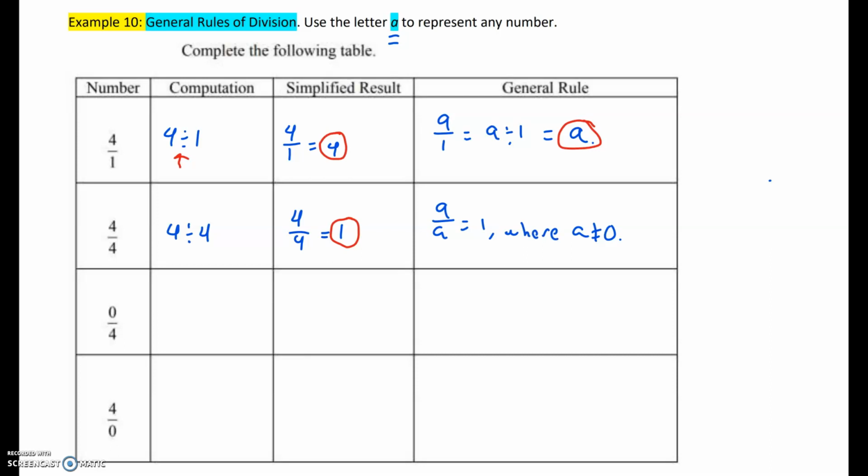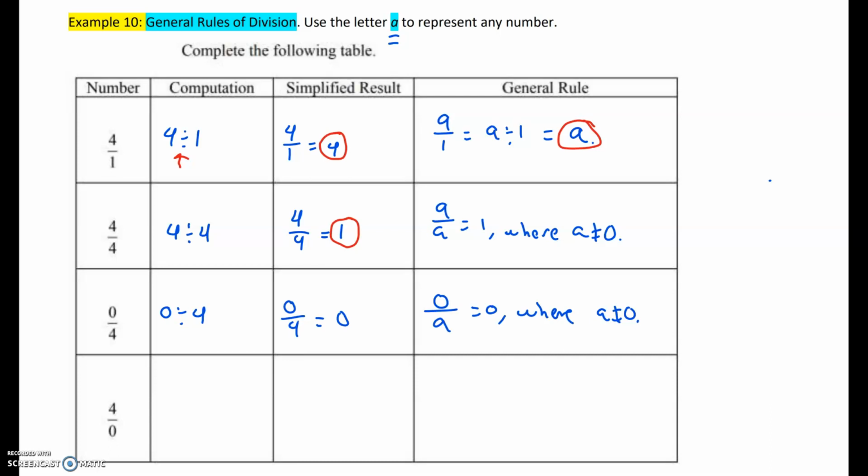Okay, let's take a look at the next one. In this case, the computation is going to be 0 divided by 4. Simplified result: 0 divided by 4 is equal to 0. And the general rule is that 0 divided by any number is equal to 0, where a is not equal to 0. It's a technicality, but if you have 0 divided by 0, it's indeterminate. That's for a later class. For us, we're assuming that you're dividing, but you cannot be dividing by 0.